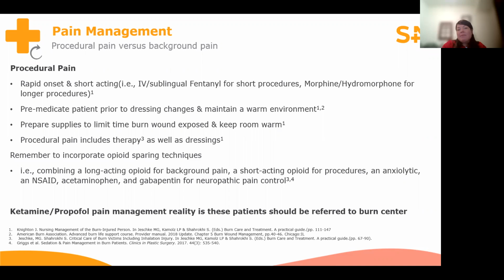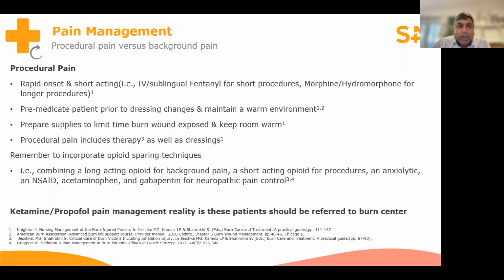Excellent. And would you agree that most of the burn survivors requiring ongoing ketamine and propofol pain management, in reality, those are patients that are more often going to be transferred to the burn center? 100%. I think that if you're requiring that level of analgesic and or anesthetic, then you really do need to be in a specialized center.